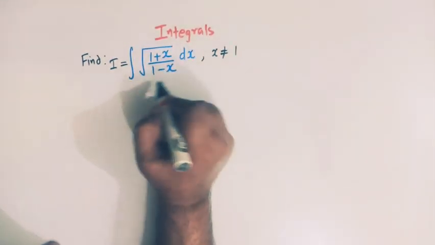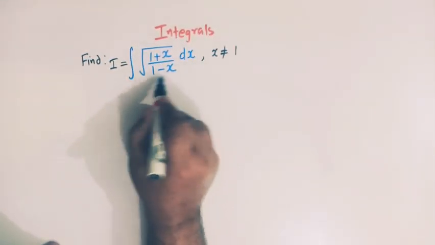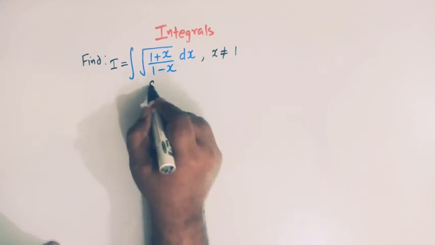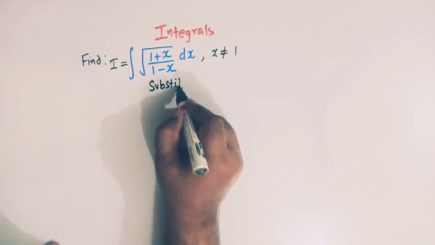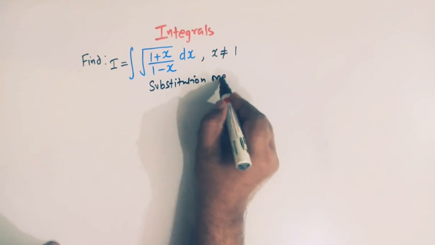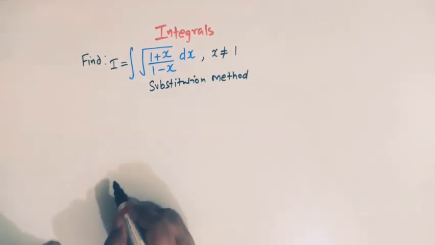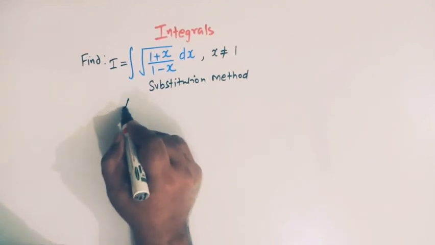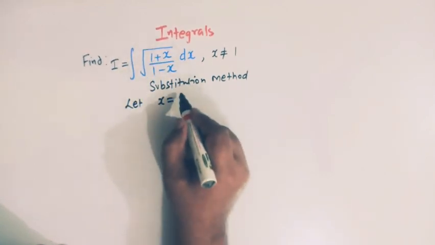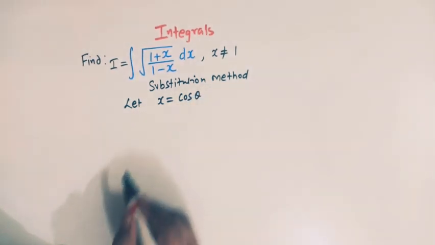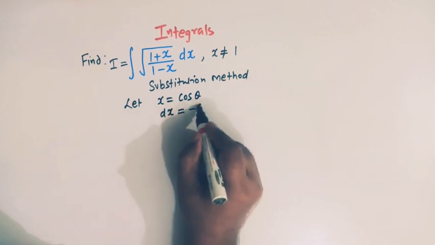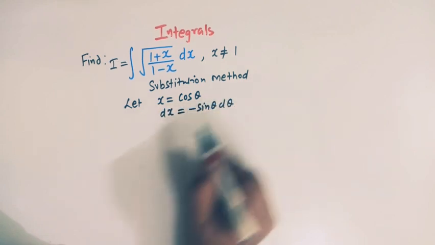Now in order to evaluate this integral, we are going to use the substitution method, right? While using the substitution method, we should take an appropriate substitution. So here we'll take x is equal to cos theta. So let x is equal to cos theta. So dx is equal to minus sine theta d theta, right?